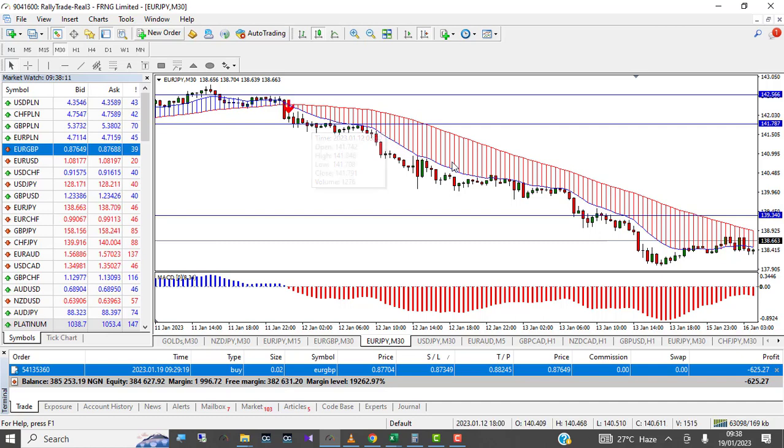All right. So this is how you can use this hybrid indicator. There are other ways you can use this hybrid indicator, but for this video, we've been able to cover the fresh pip strategy and also the hybrid strategy.